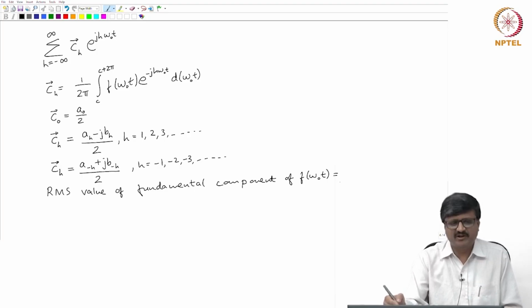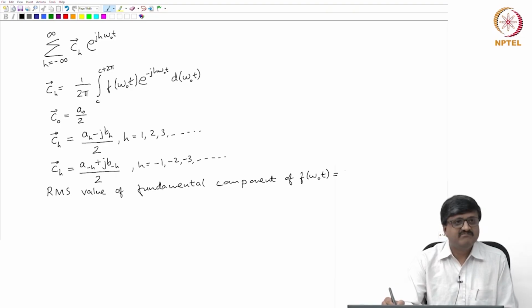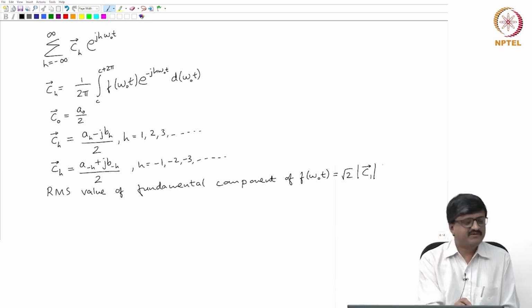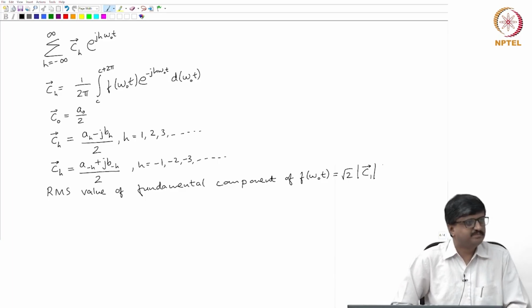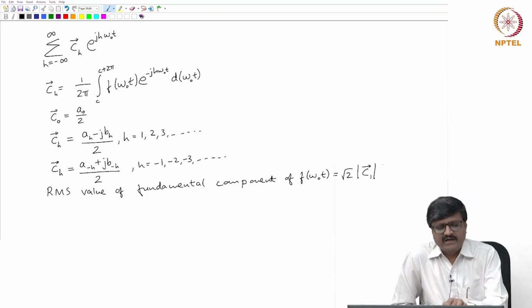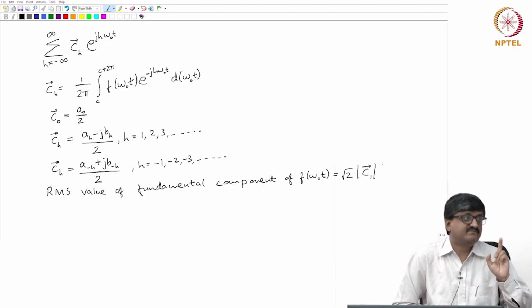If you recall, you may have seen this result, it is the absolute value of C1. Please note, RMS value is always a positive real number. So, you have to take the absolute value of C1 multiplied by root 2. The contribution to the RMS value of the fundamental comes from both C1 and C minus 1.